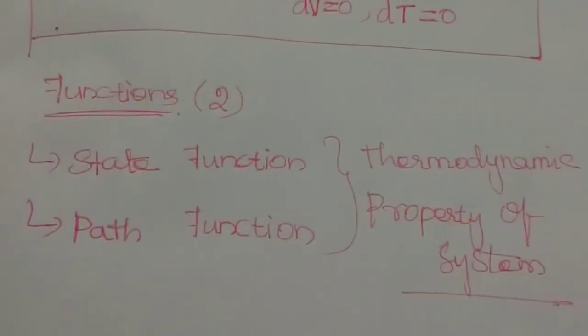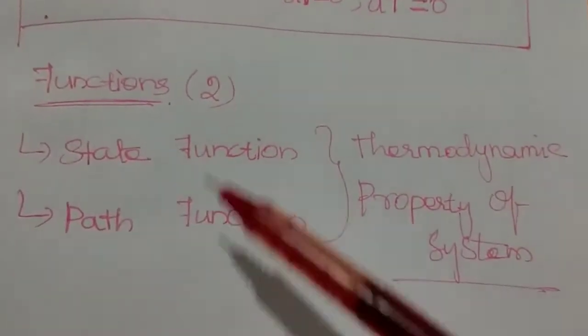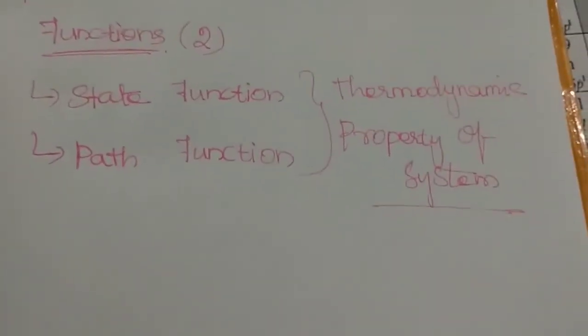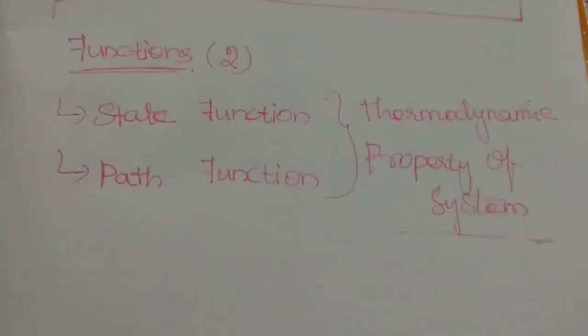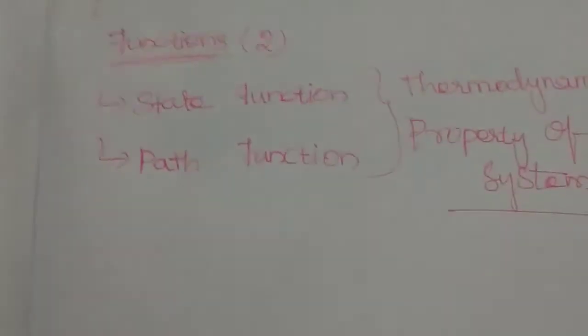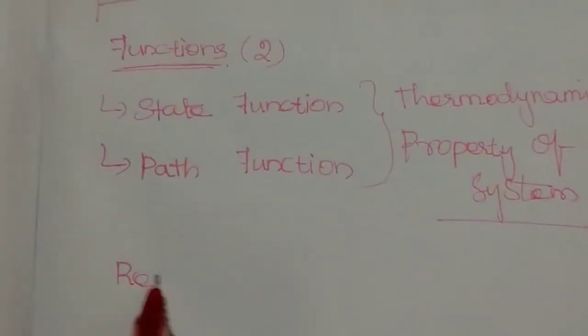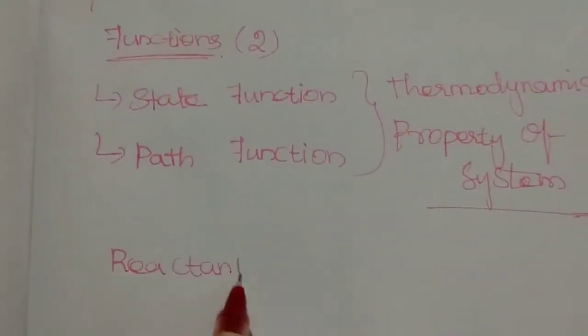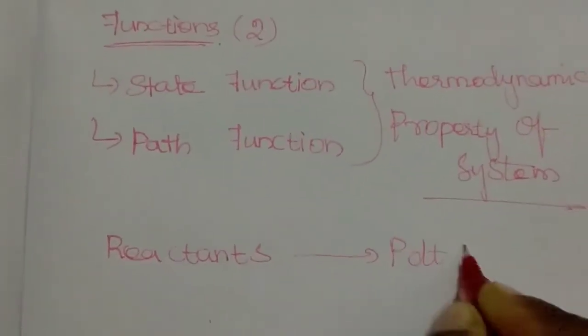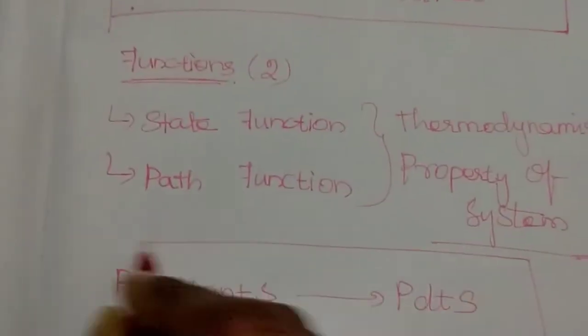But this is both a thermodynamic property of a system. How does the state function differ from the path function? To understand this difference, we can take one reaction, where reactants produce products.